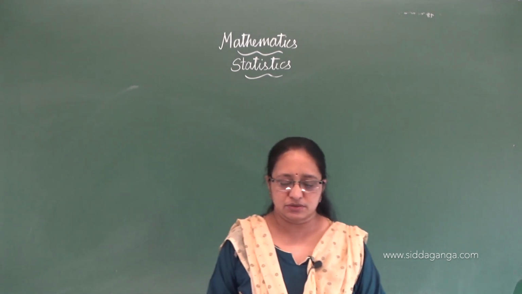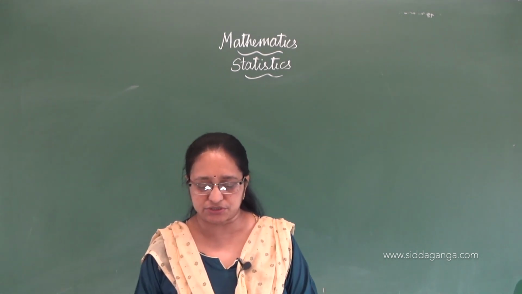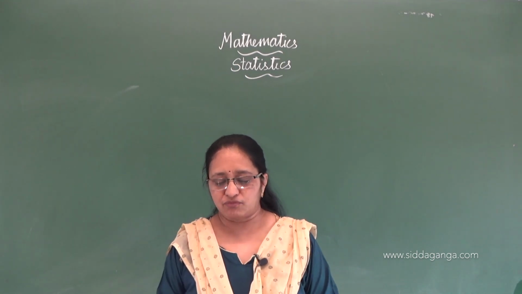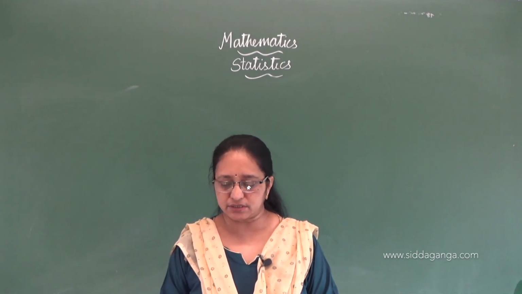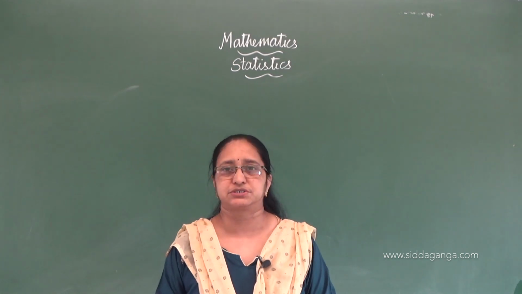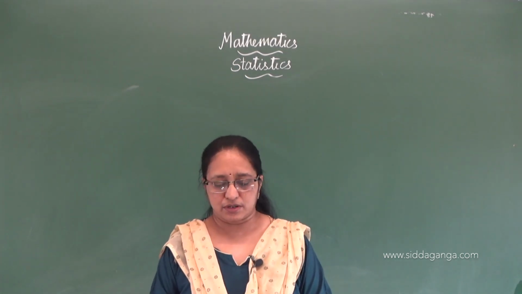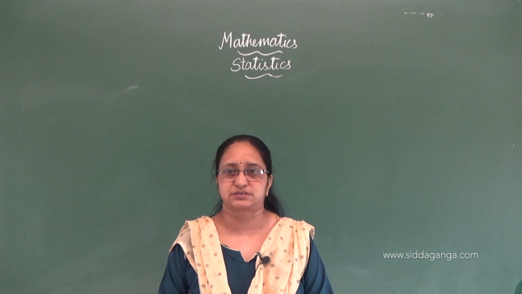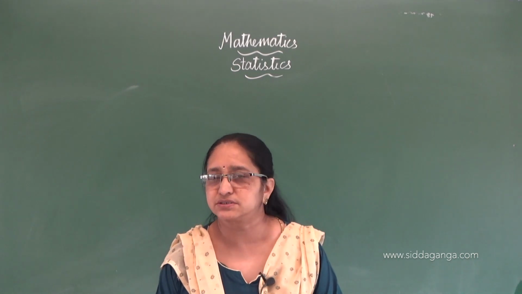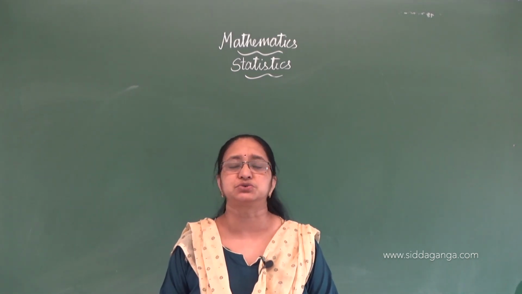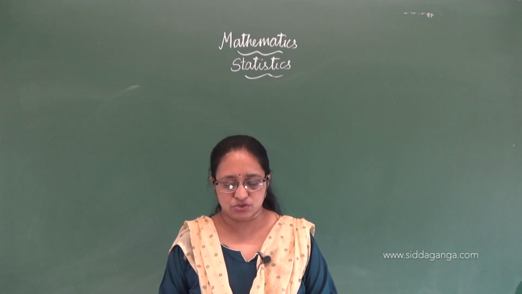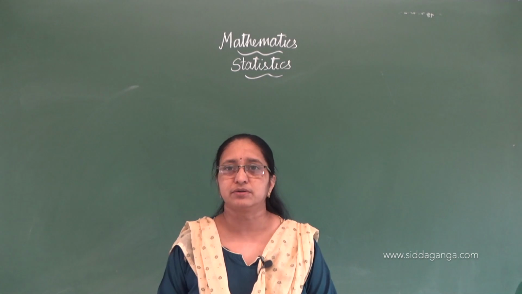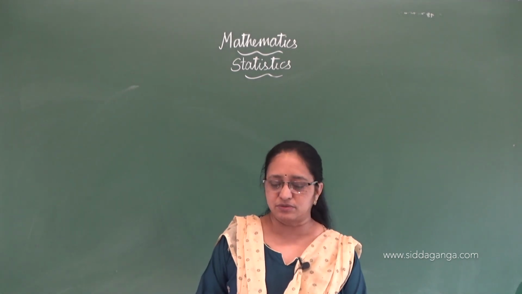So fourth one: the following distribution gives the state-wise teacher-student ratio in higher secondary schools of India. Find the mode and the mean of this data. Interpret the two measures. We did this once in the first one, so we have to interpret the results. Definitely they will ask this type of question, asking you to interpret the results. So for this sum we have to find both the mode and the mean. First let us find out the mode.